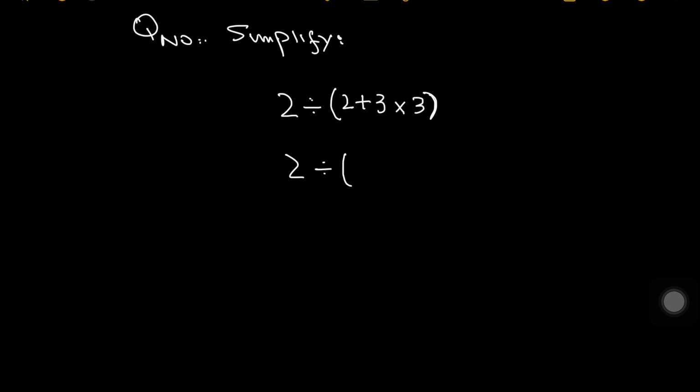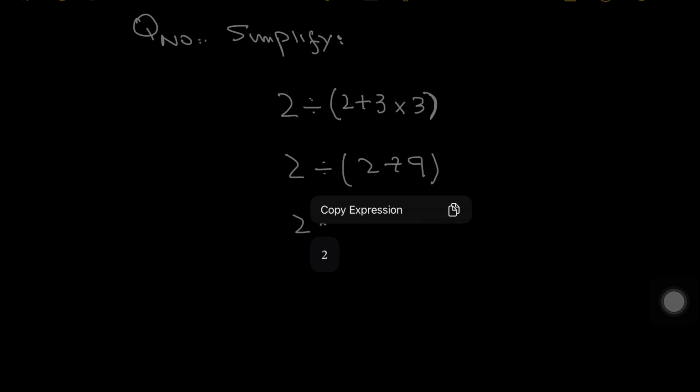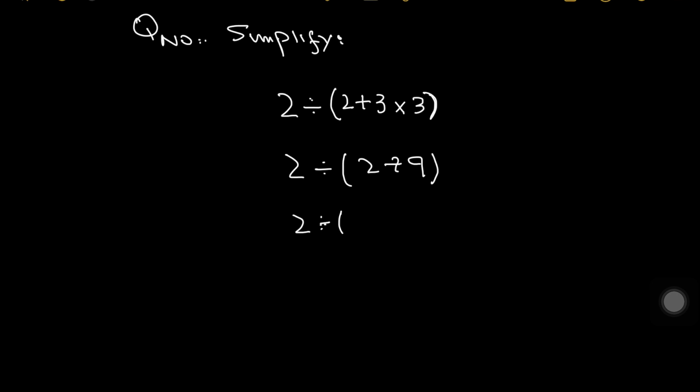Inside the parenthesis, addition and multiplication operations are included. So first we simplify the multiplication. 3 × 3 is 9. And then, the remaining parenthesis: we solve 2 + 9, which is 11.